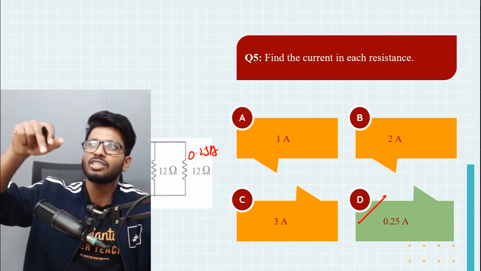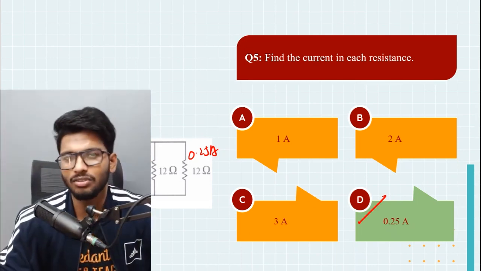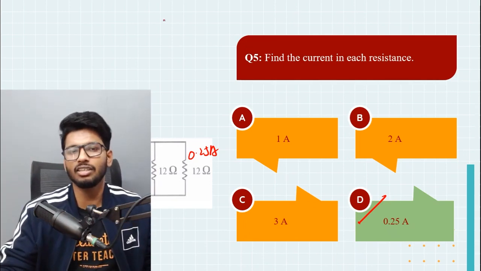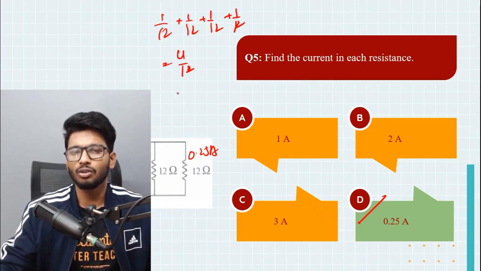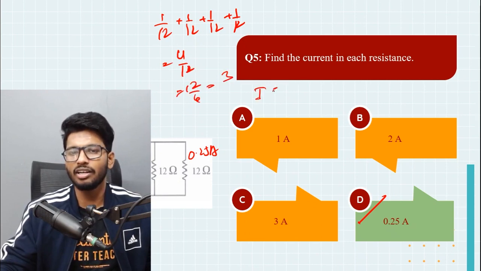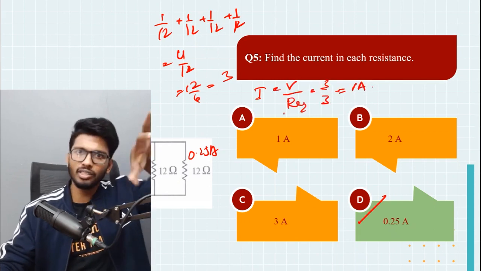So it'll be 1 ampere itself, because the equivalent resistance here would be 1 by 12 plus 1 by 12 plus 1 by 12 plus 1 by 12, which is equal to 4 by 12. So R equivalent will be 12 by 4, which is 3 ohms. If you talk about the total current, total voltage by total resistance, that is 3 by 3. Again, you'll get 1 ampere itself. So the total current is 1 ampere.